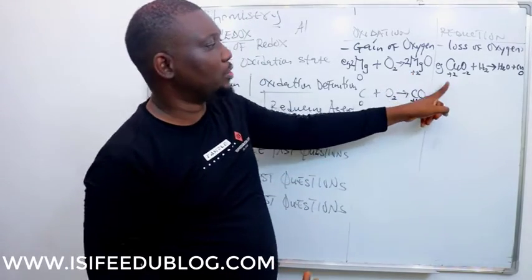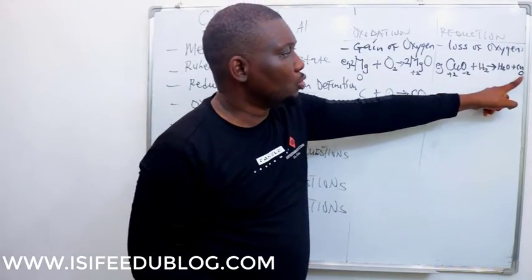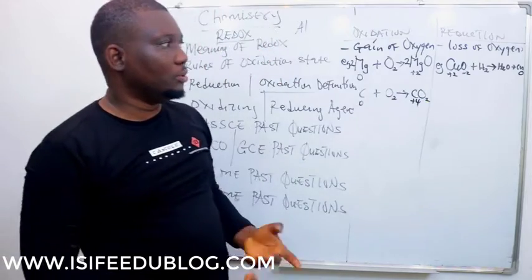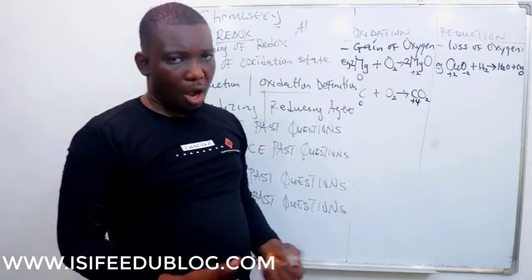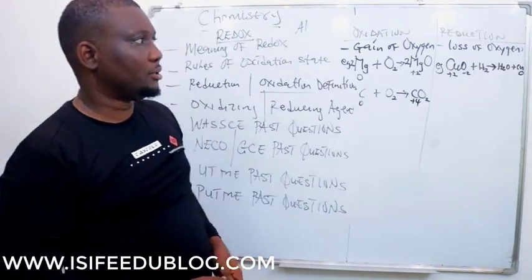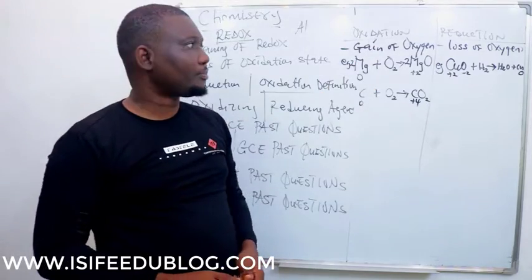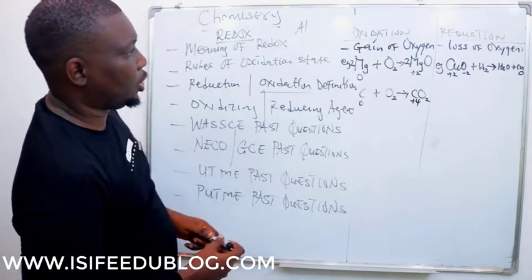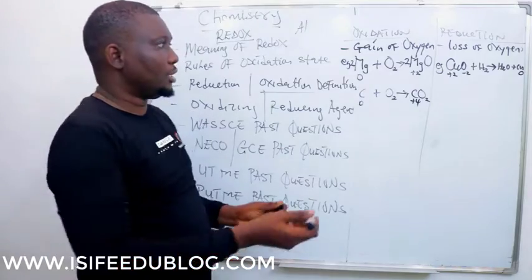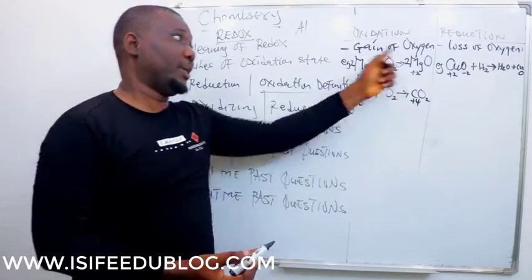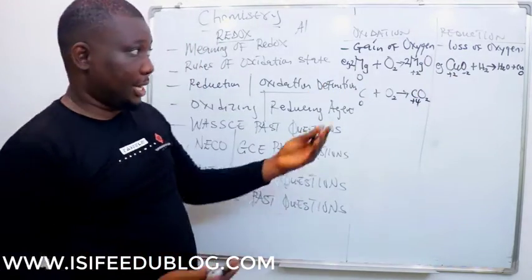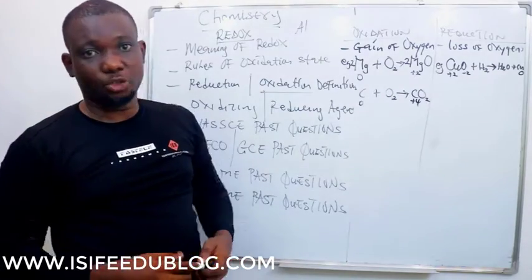So copper has changed from +2 to 0, having lost oxygen from that compound. So that is reduction. Okay, we can go to another aspect of oxidation, that is in terms of hydrogen. This first definition is in terms of oxygen. Now let's look at what it is in terms of hydrogen.